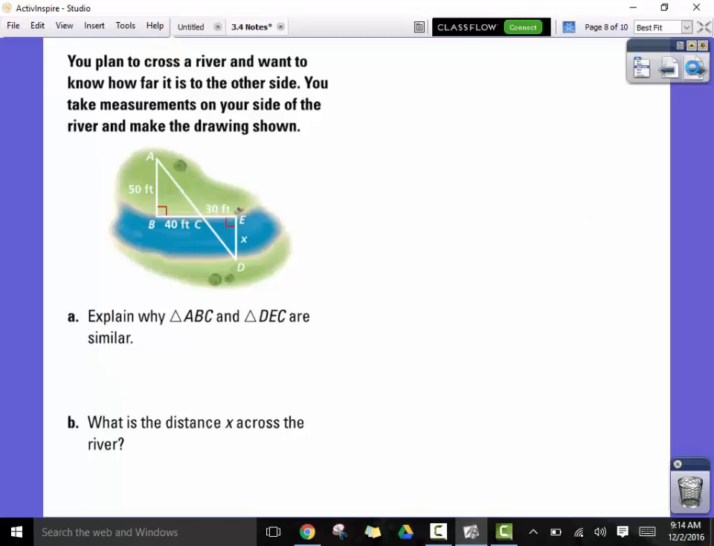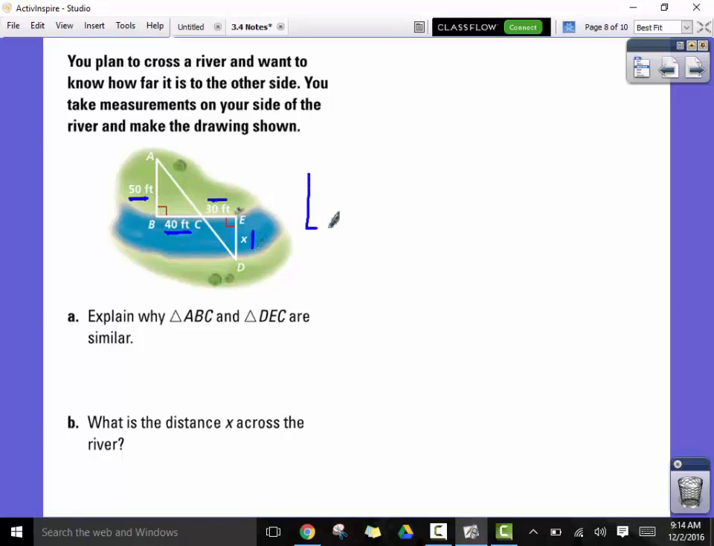Okay, now we're going to use similar triangles again to figure out how you're going to cross a river. So you plan to cross a river and want to know how far it is to the other side. You take measurements on your side of the river and make a drawing as shown. So first of all, we have to look here. We've got two similar triangles. I have one with 40 feet for its base and 50 feet for its height, and the other one with 30 feet for its base and x for its height.